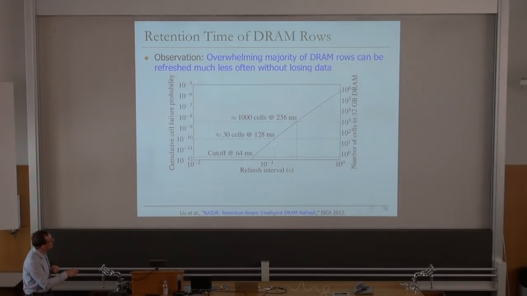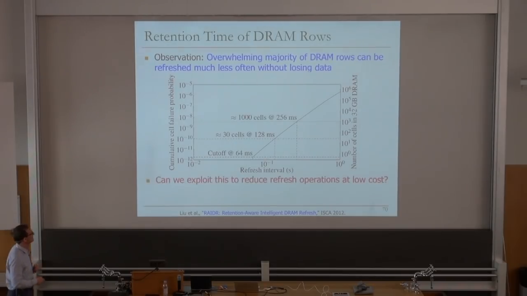If you increase the refresh interval to 128 milliseconds, it turns out the failure rate is very small, as you can see, and this corresponds to only 30 cells. Assuming this is randomly distributed, which is true, it's about 30 rows in a 32 gigabyte DRAM, which is almost nothing, right? And you climb the curve over here. If you increase the refresh interval to 256 milliseconds, it's only 1,000 rows or cells, which is not bad. So can we exploit this to reduce refresh operations at low cost?